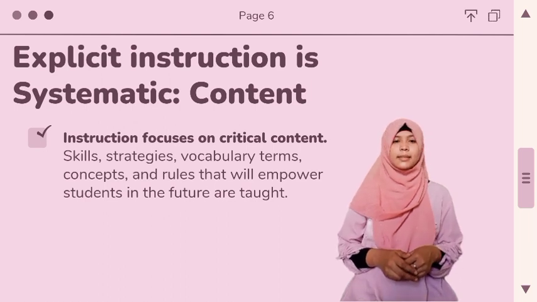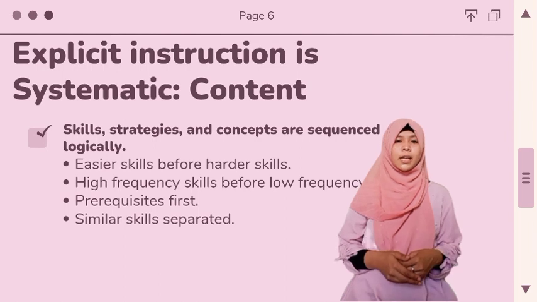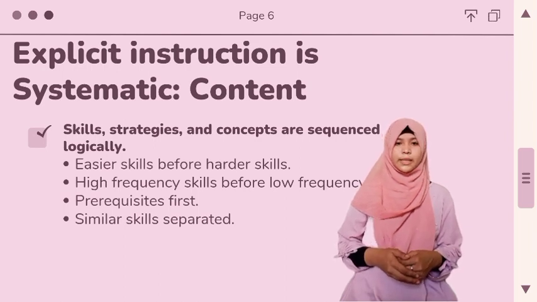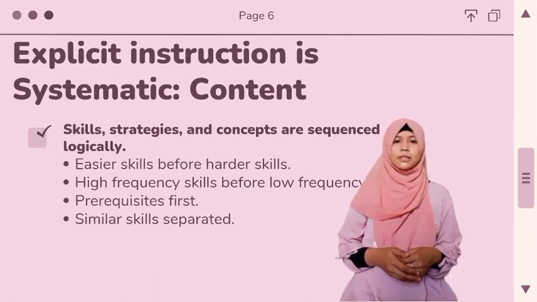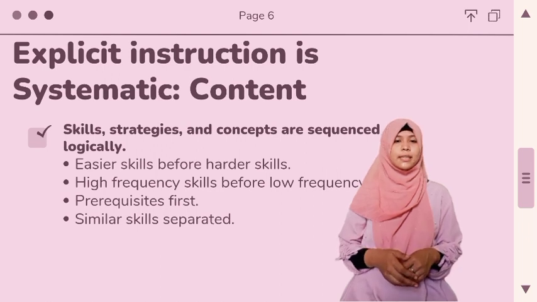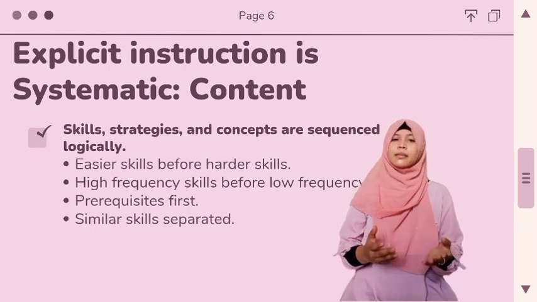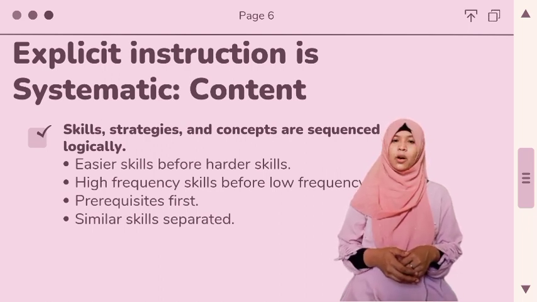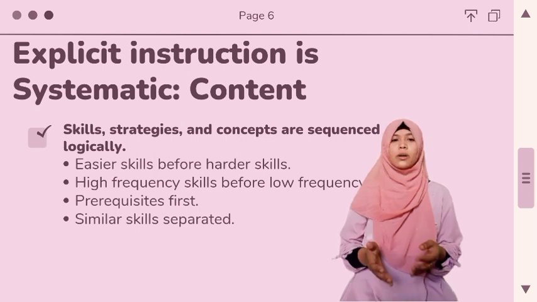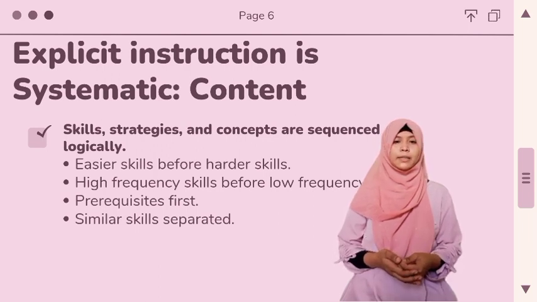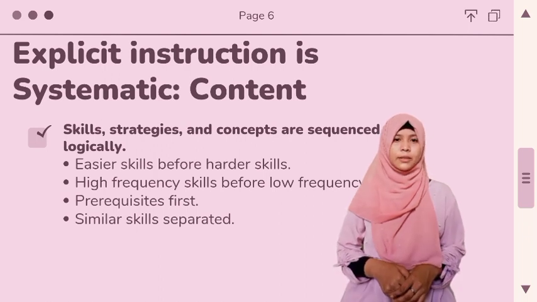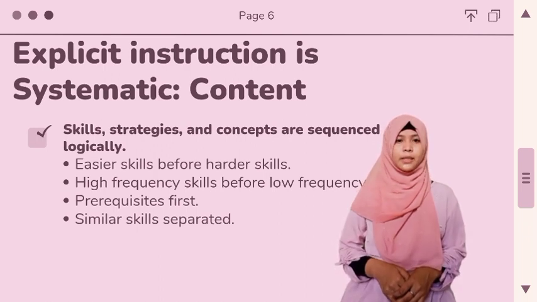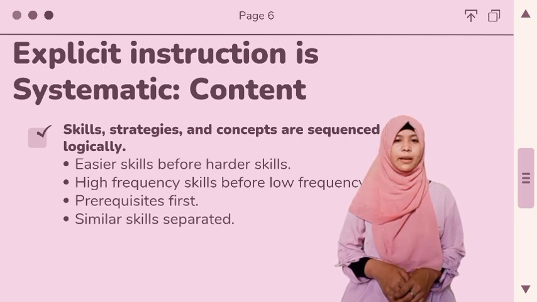Another thing is that skills, strategies, and concepts need to be sequenced logically. In applying explicit instruction, teach first the easier skills before the harder skills. It might overwhelm the learners, which can cause them not to learn it. Therefore, apply the basic to complex strategy. Also, make sure to practice high-frequency skills before low-frequency skills. Then, prerequisites first. Make a review or something that can remind them about your topic.